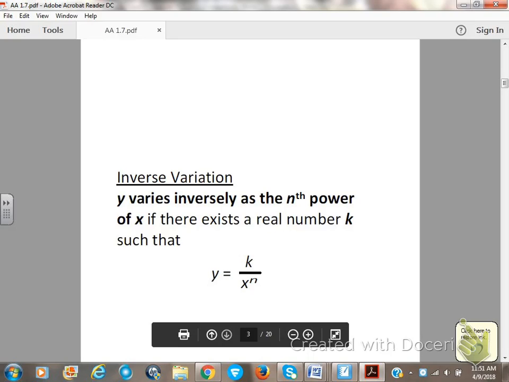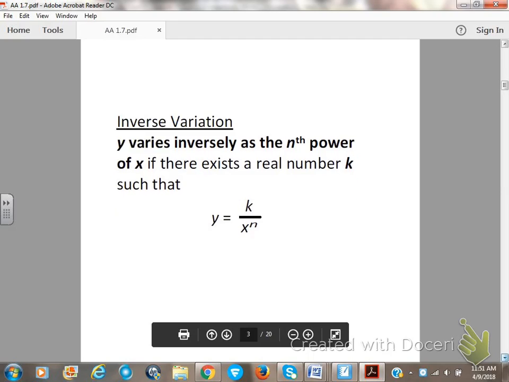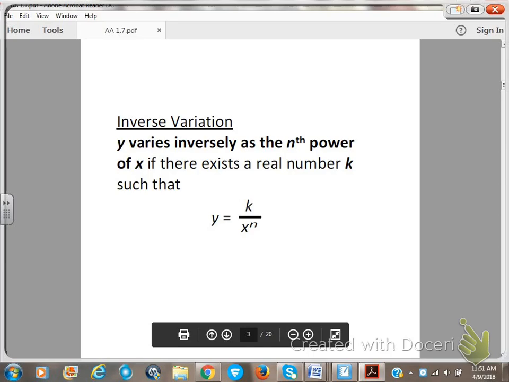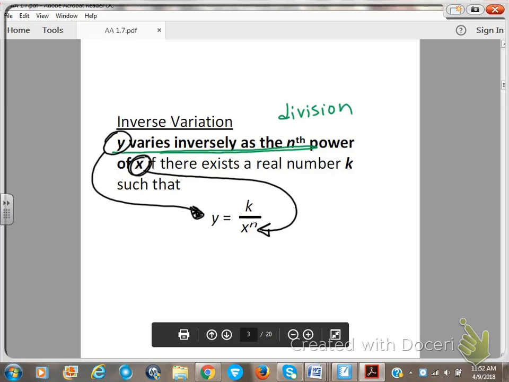Inverse variation means you're doing division. Y varies inversely as the nth power of x if there exists a real number k such that y equals k divided by x to the nth. That doesn't mean x has to be to a certain power, it just allows for the possibility of it. Again, the most important thing is that inversely means you are using division. You'll notice y came first in the sentence, and that's what's first in the equation. X came at the end, so that's what's being divided by.